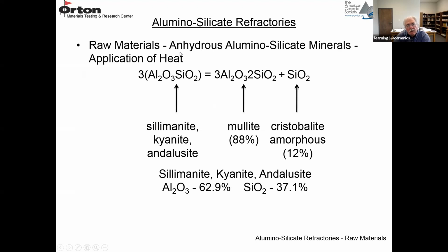So when you heat up one of these minerals, the anhydrous aluminosilicates, whether you start out with sillimanite, kyanite, or andalusite, it's Al2O3 SiO2. They convert to mullite and cristobalite. But unlike the clays, the mullite content is much higher. It's 88% mullite and only 12% cristobalite, or the amorphous version. So these minerals have a much higher alumina content than the clay, so they're more refractory. The alumina content's closer to 63%, and the silica is about 37%.